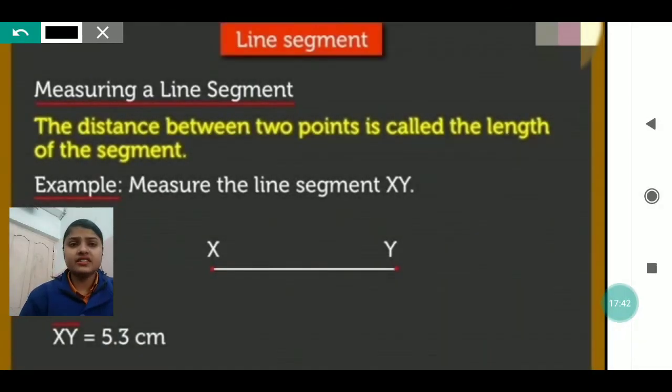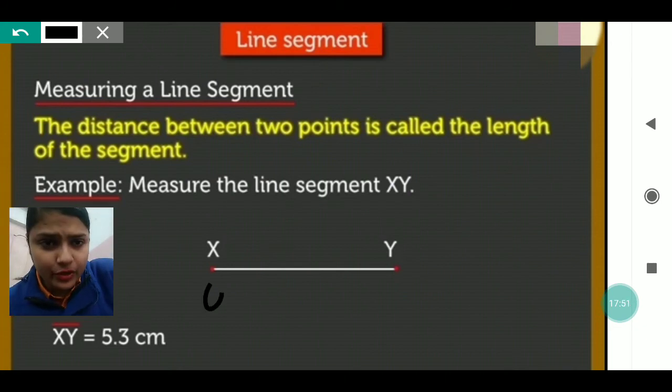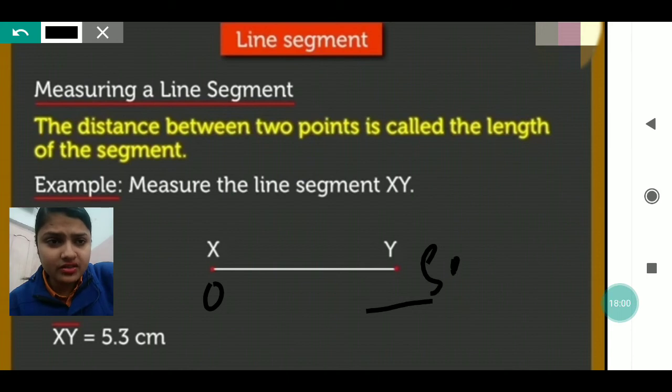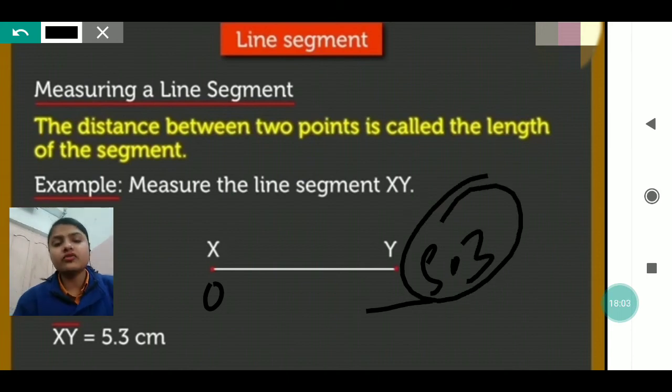You can see it is written here that when this line is measured, you have got 5.3 centimeter. One side of the ruler I have put on x, and on the other side I have seen till where it is extending. So it is extending till 5.3. So the exact measurement of x and y is 5.3. So you can write xy equals 5.3 centimeter. This is the exact measurement of this particular line segment.